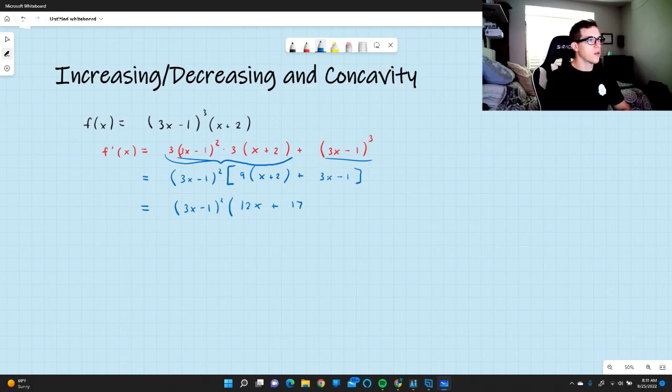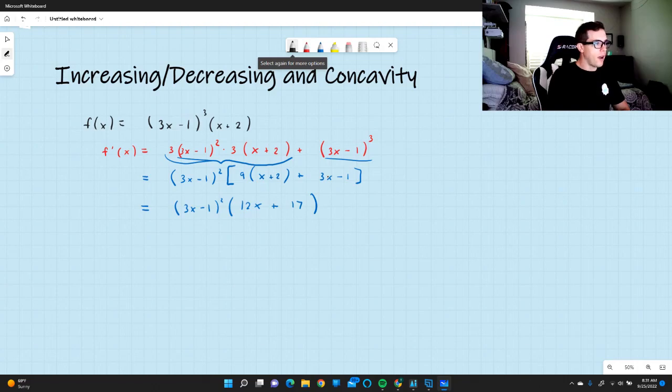Interesting. 12x plus 17, right? 3x minus 1 squared, 9x plus 3x is 12x, 9 times 2. Yeah, it's weird I have a different value here. Anyway, 12x plus 17. Okay. At this point, and we'll check our answer in Desmos, maybe I messed something up, but I don't think so.